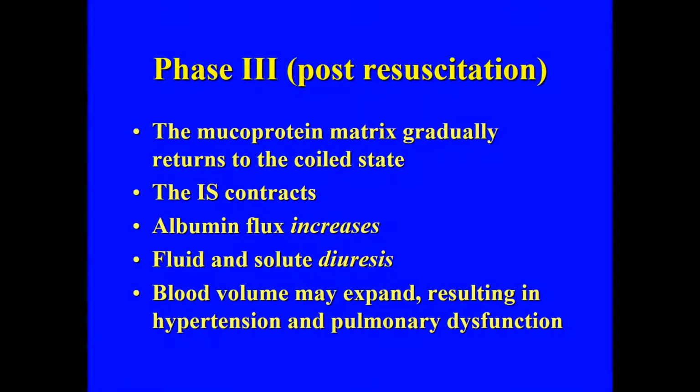After resuscitation and normal homeostasis again comes back, the mucoprotein matrix gradually returns to its coiled state. This leads to a contraction of the interstitial space and then an increase in albumin flux out of the interstitial space and back into circulation. This is associated with a fluid and solute diuresis, wherein the blood volume may actually expand, resulting in hypertension and some pulmonary dysfunction.